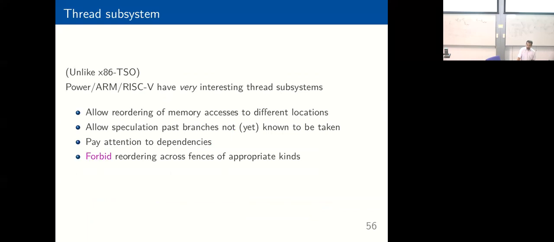Yeah. So the point of showing you all these fun examples is to say that all of these architectures have very, very interesting thread subsystems. In sequential consistency and x86, the thread subsystem was boring. All action was happening in the storage subsystem. Here, much, if not all, of the action happens in the thread subsystem.